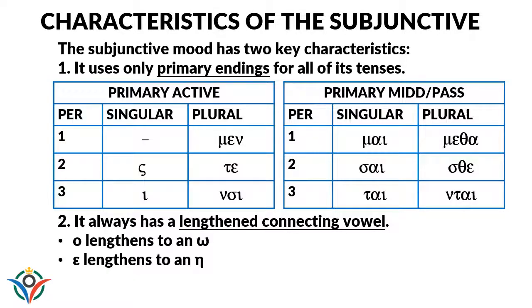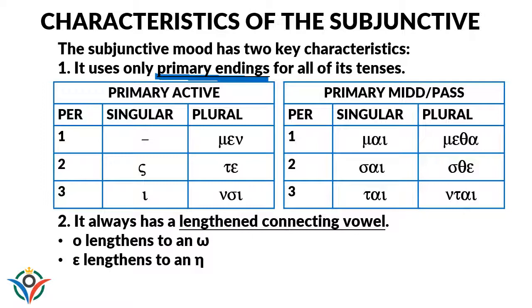Before we learn the tense forms together, let us take a look at the characteristics of the subjunctive mood. The subjunctive mood has 2 key characteristics, and I just want to encourage you to memorize these 2 characteristics, because if you do so, they are going to put you in good stead going forward. The first one is that it uses only primary endings for all its tenses. It uses only primary endings for all its tenses. So in the subjunctive mood, there are no secondary endings.